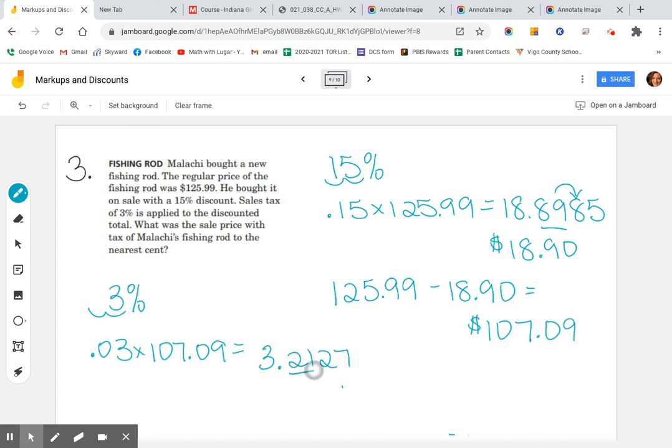3.2127. Underline the first two, look to the right. 2 tells me to leave that at $3.21. So we'd already figured out when we went up to the cash register that it was going to cost $107.09. We have to add on to that $3.21. So what we're actually going to pay is $110.30.